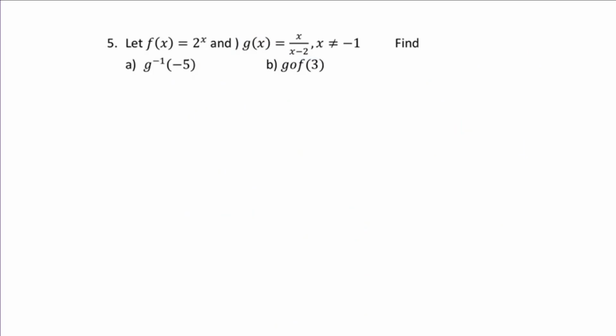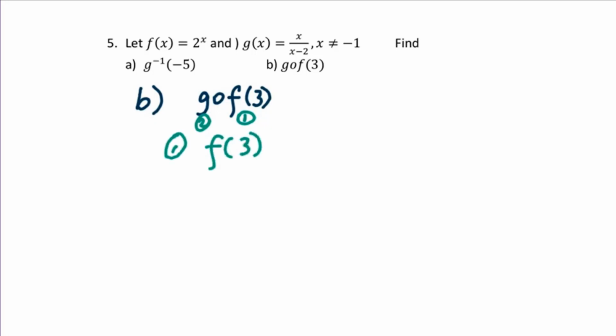Now let's go to part b. This is a composite function g of f of 3. So inside there first, I'm working on f of 3, then working on the g function. First step, f of 3. For the f function, every single x turns into 3, so we got 2 to the third power equals 8.